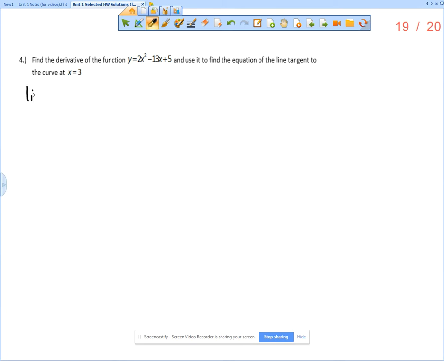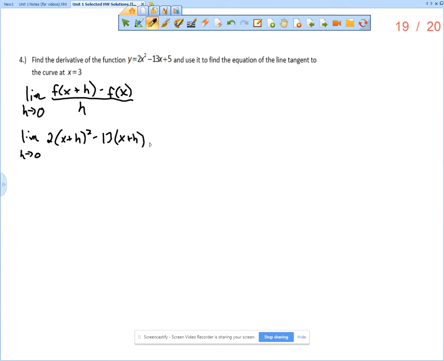Remember, the derivative is the formula for the slope of the tangent at any given value. So we're going to use the limit as h approaches 0 of f of x plus h minus f of x over h to find the slope of the tangent at any given x value. So the limit as h approaches 0 of f of x plus h. So that would be 2 times the quantity x plus h squared minus 13 times the quantity x plus h plus 5. All of that is f of x plus h minus f of x. That would be 2x squared minus 13x plus 5, all divided by h.